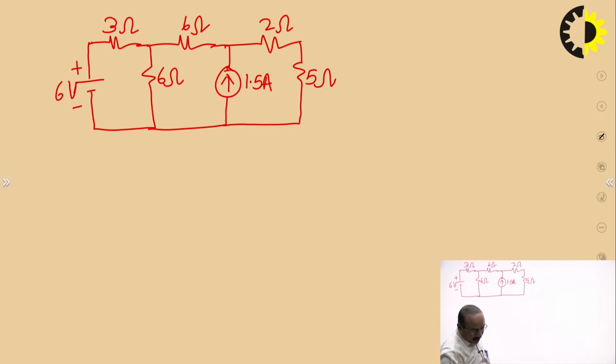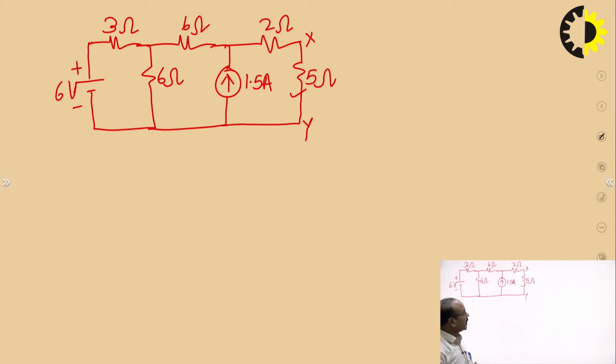Now, in this circuit, we are to find the voltage across 5 ohm resistance using source transformation technique. That means, we are to find the voltage across this resistance. Suppose this is connected across terminals X and Y here. So, we are to find the voltage across X and Y, or voltage across 5 ohm resistance which is connected across X and Y using source transformation technique. So, what can we do in this case?